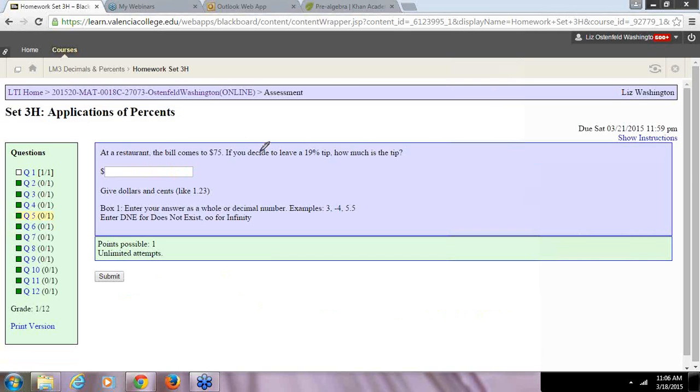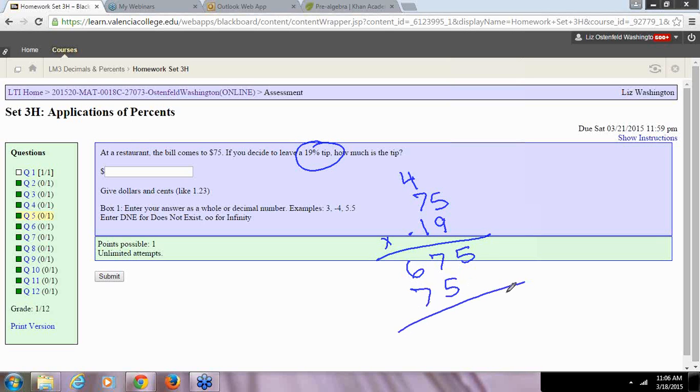Okay, at a restaurant, the bill comes to $75. You're going to leave a 19% tip. So that means you're going to multiply your bill by 0.19. 9 times 5 is 45. 9 times 7 is 63 plus 4. Right? 1 times 5, 1 times 7, 5, 12, 13, 14, 2 decimals. So you're going to leave a $14.25 tip. So how much was the tip? $14.25.